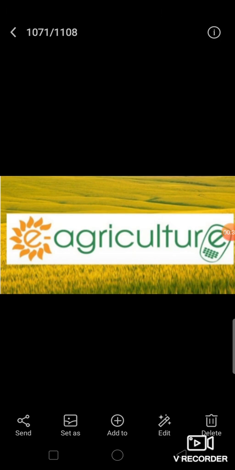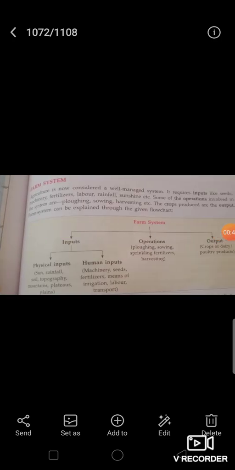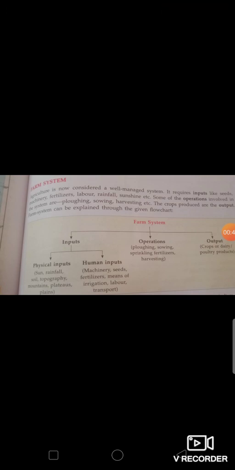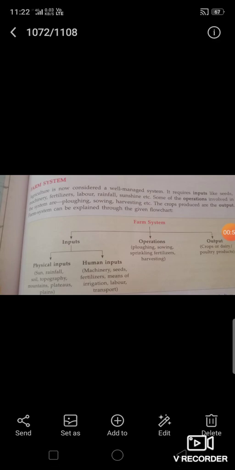Now students, today I will explain to you about the farm system and the types of farming. Now, farm system. Agriculture is now considered a well-managed system. It requires inputs like seeds, machinery, fertilizer, labor, rainfall, sunshine, etc. Some of the operations or works involved in the system are plowing, sowing, harvesting, etc. The crops produced are the output.